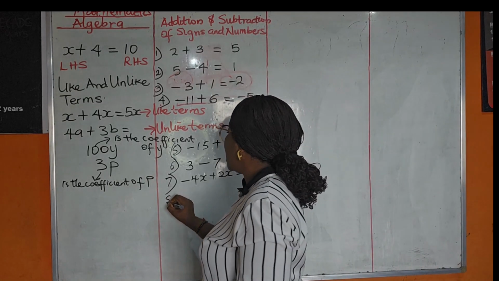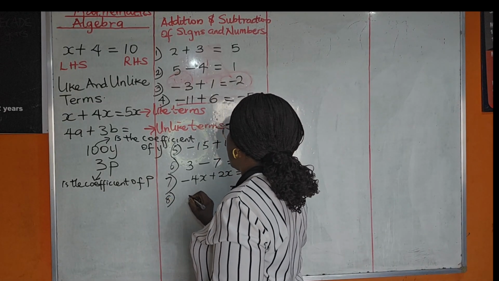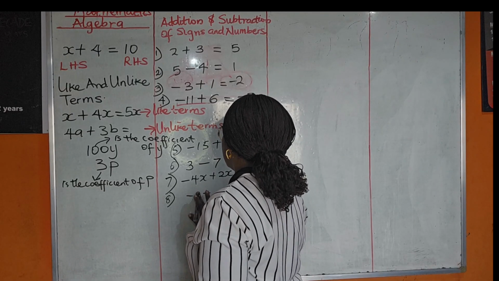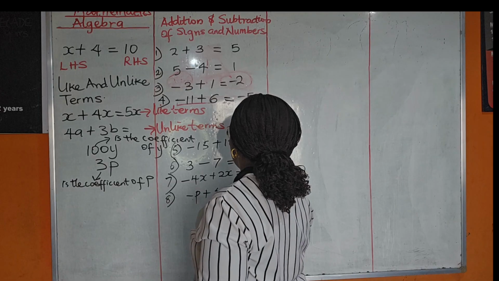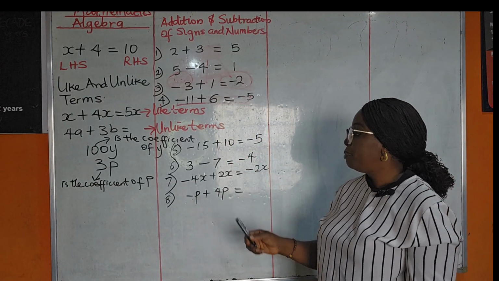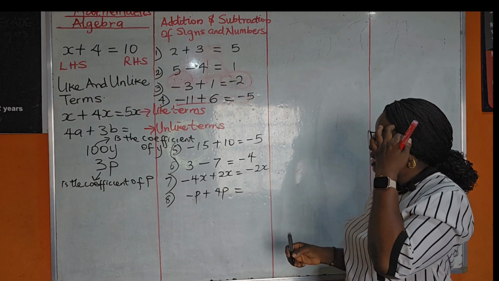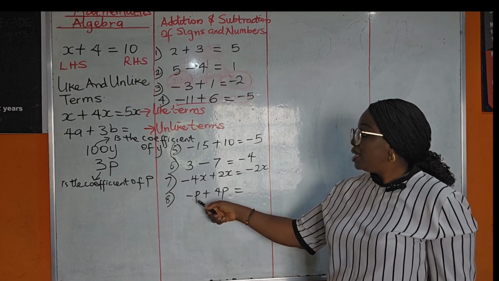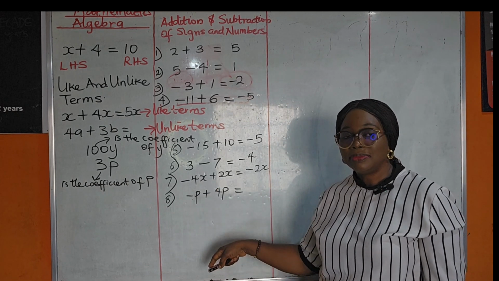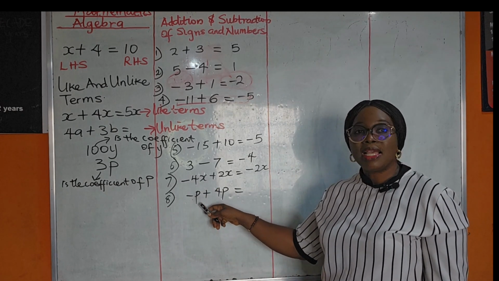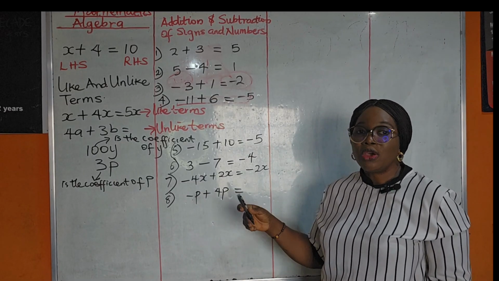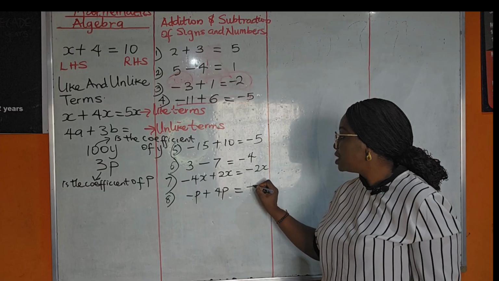Now, if you have something like this, minus p plus 4p. Now, look at it this time around. Our negative number is smaller than the positive. So what does that tell us? We are going to have a positive answer.